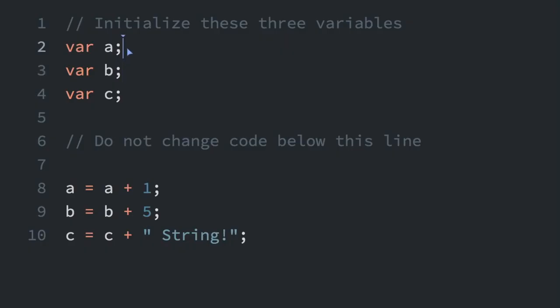Before we do anything to these variables, they are uninitialized. That means their value is undefined. We have not set them to anything. But it's simple to fix that. I'll just set this to 5. I'll set B to 10.